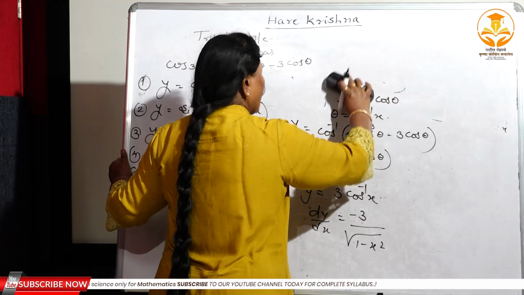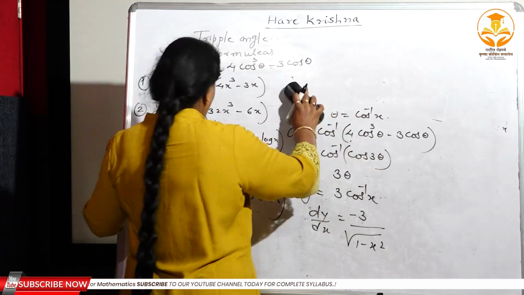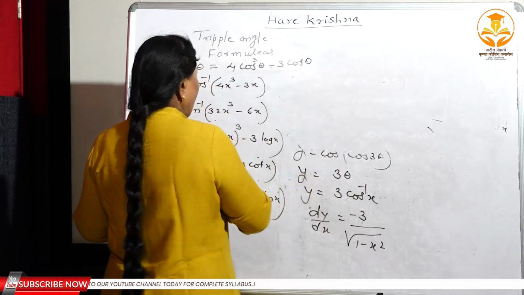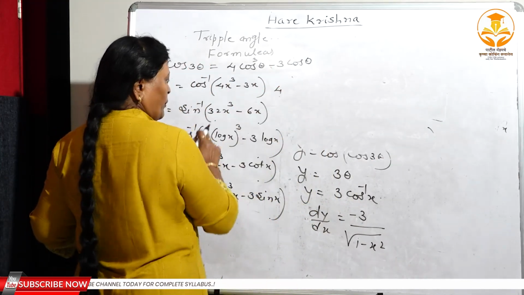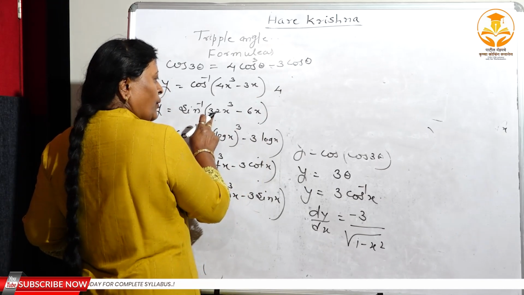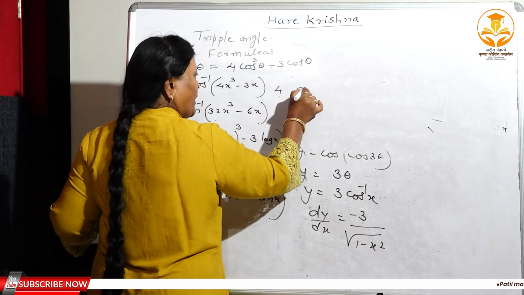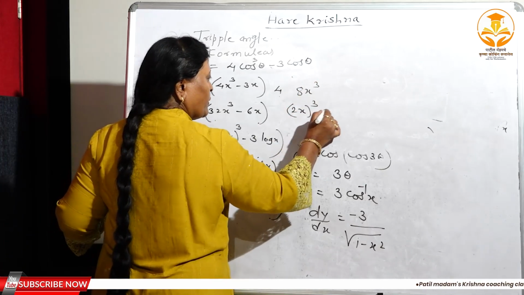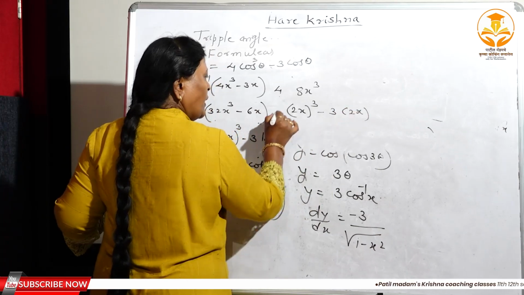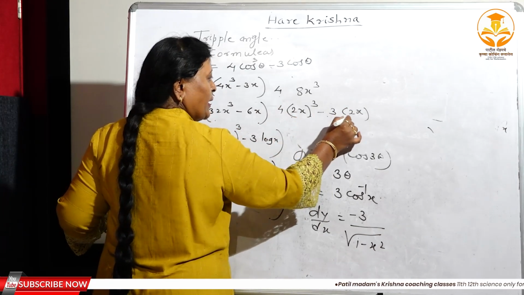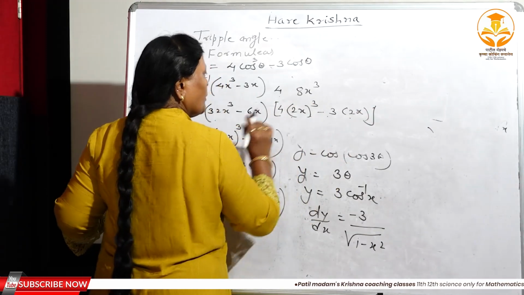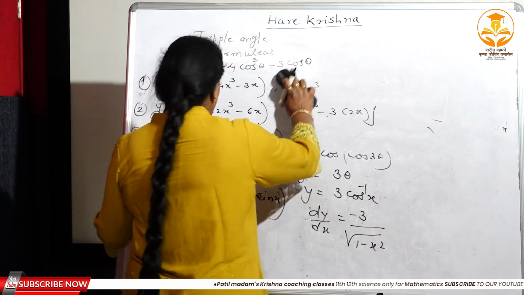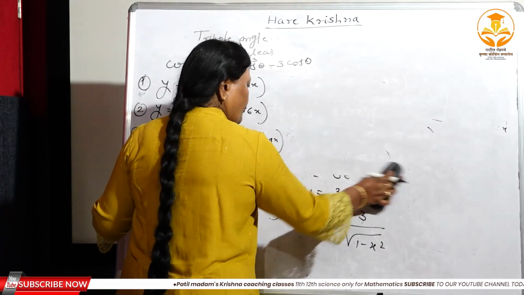See here again. I will take the fourth one. In the second, what you have to do? When you take 4 common from 32, what remains? 8. 8x cube, you can write as 2x cube. And here when you take 3, what remains? 2x. So 4 times 2x cube minus 3. In place of 2x, you can substitute cos theta. Therefore, I am going to take the fourth problem.